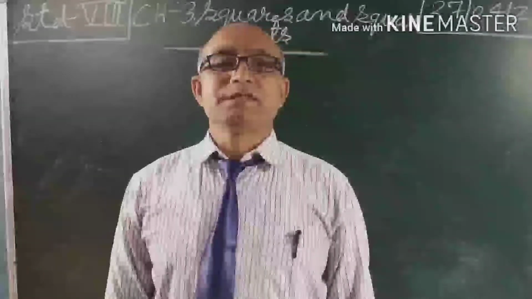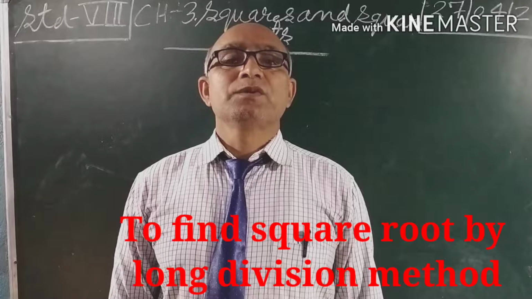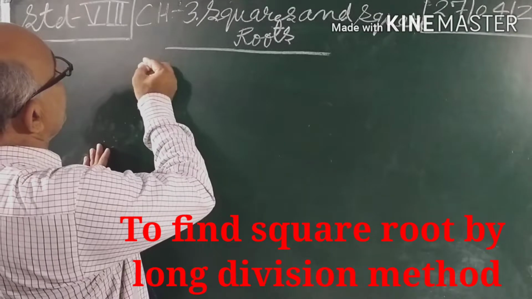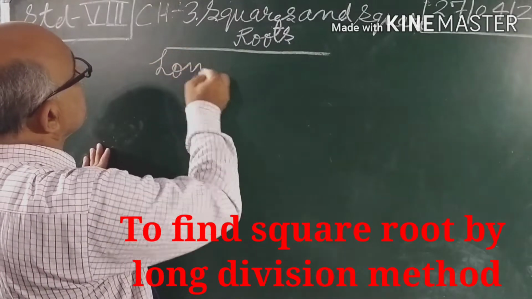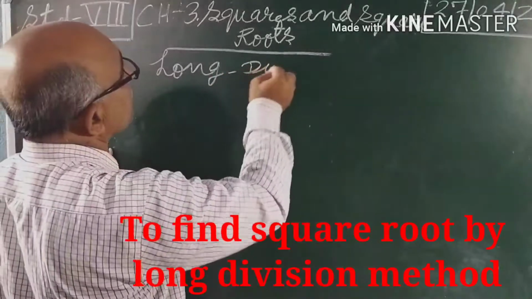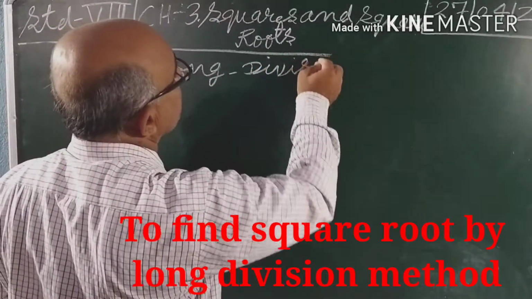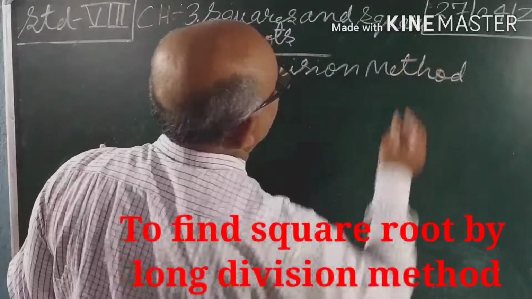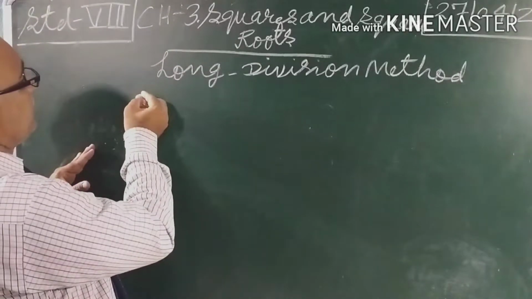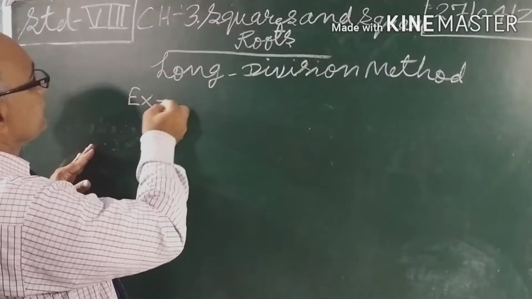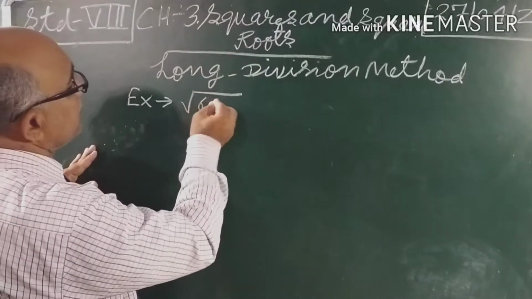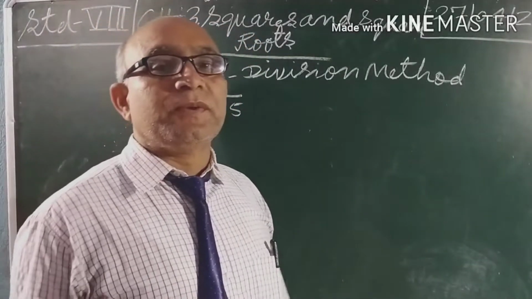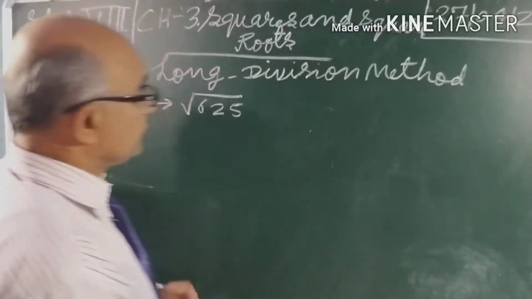Today, I shall discuss with you how to find a square root by the long division method. Dear students, let us take example 1: find the square root of 625 by the long division method.